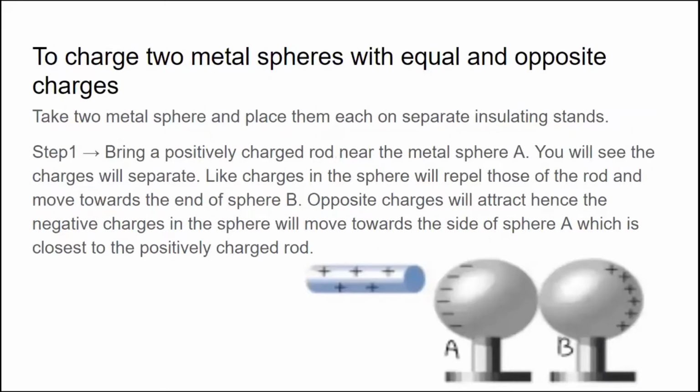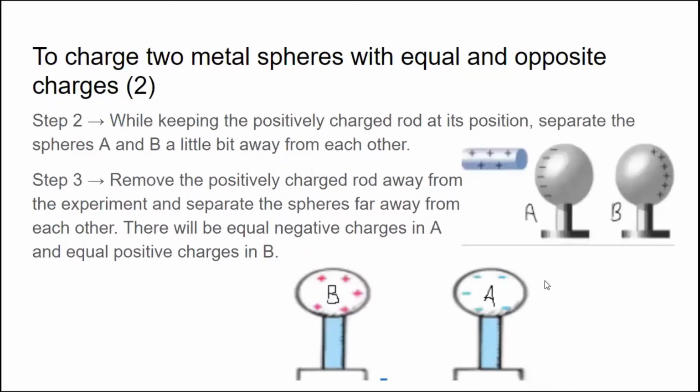To charge two metal spheres with equal and opposite charges, we have to take two metal spheres and place them on separate insulating stands. Step 1 is to bring a positively charged rod near the metal sphere A. You will see the charges will separate. Like charges in the sphere will repel those of the rod and move towards the end of sphere B. Opposite charges will attract, hence the negative charges in the sphere will move towards the side of sphere A where they are closest to the positively charged rod, as shown in the diagram.